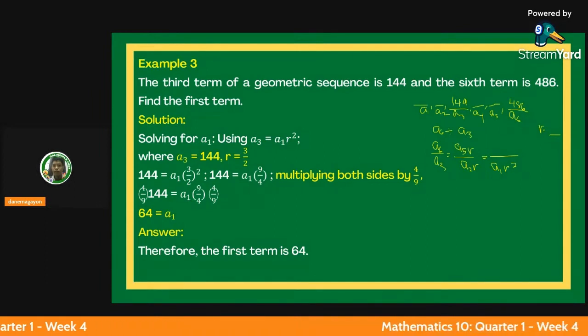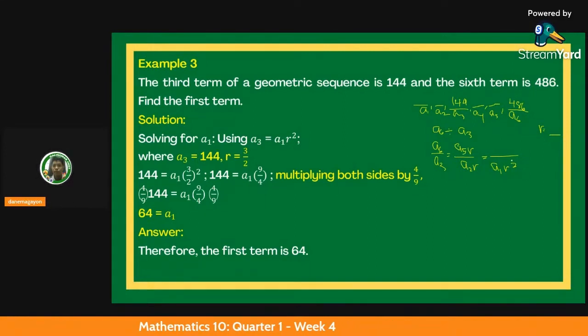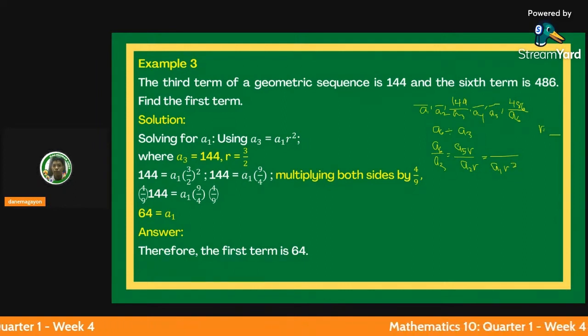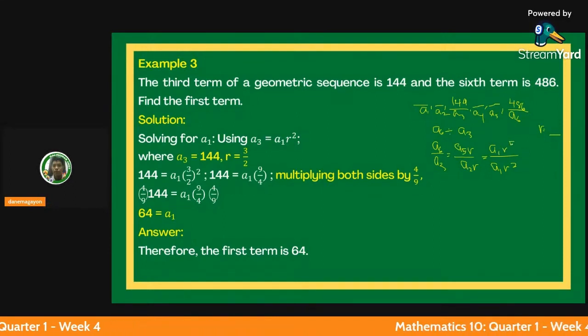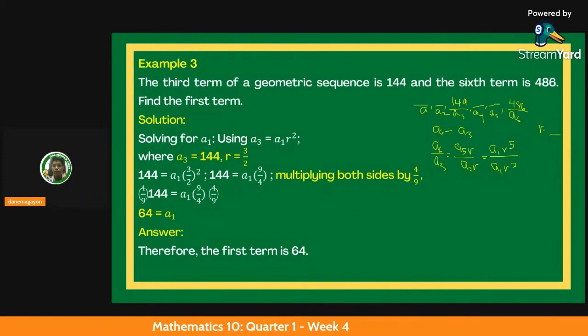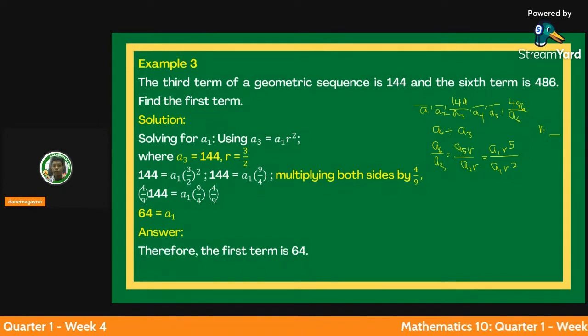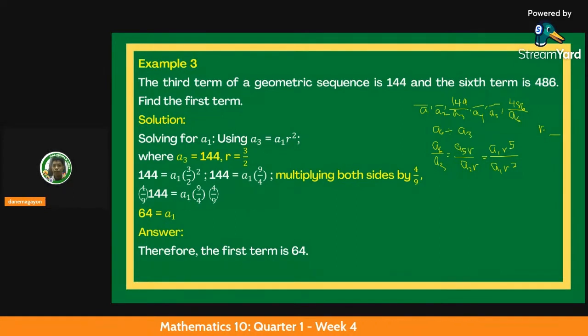Tapos dito kasi, since yung n natin is 3, we simply subtract n by 1. So meron tayong 3 minus 1, so to get 2. Kaya 2 na lang siya. Yung principle na ginamit natin for the denominator, we will also apply this dito sa numerator. So yung numerator natin will be equal to A sub 1 times R raised to 5. Yan siya. Ganito yung magiging solution natin after constructing or forming new equation in order to solve A sub 6 and A sub 3.